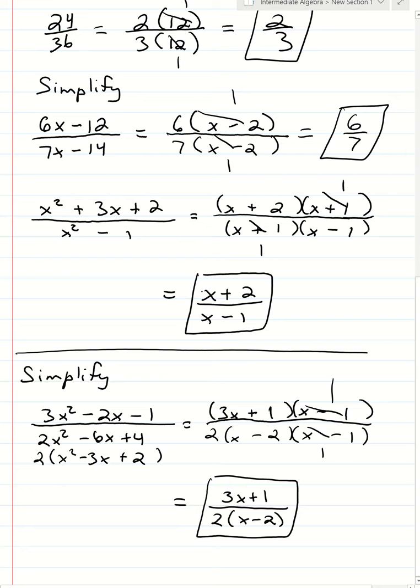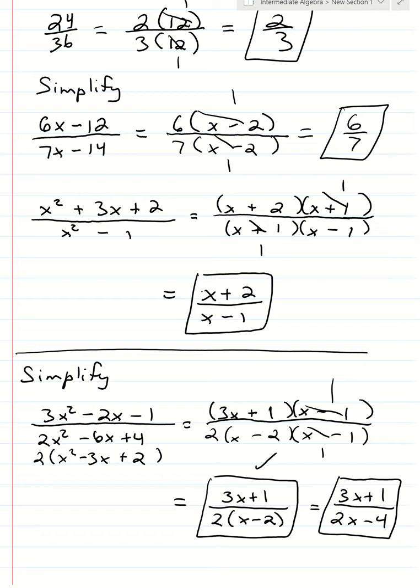What some people like to do, you don't have to, is distribute the 2, in which case you would have a 3x plus 1 on the top, and a 2x minus 4 in the bottom. That is also an acceptable answer. But I always say, quit while you're ahead and leave your answer in fully factored form. You don't have to distribute the denominator, but some people like to.